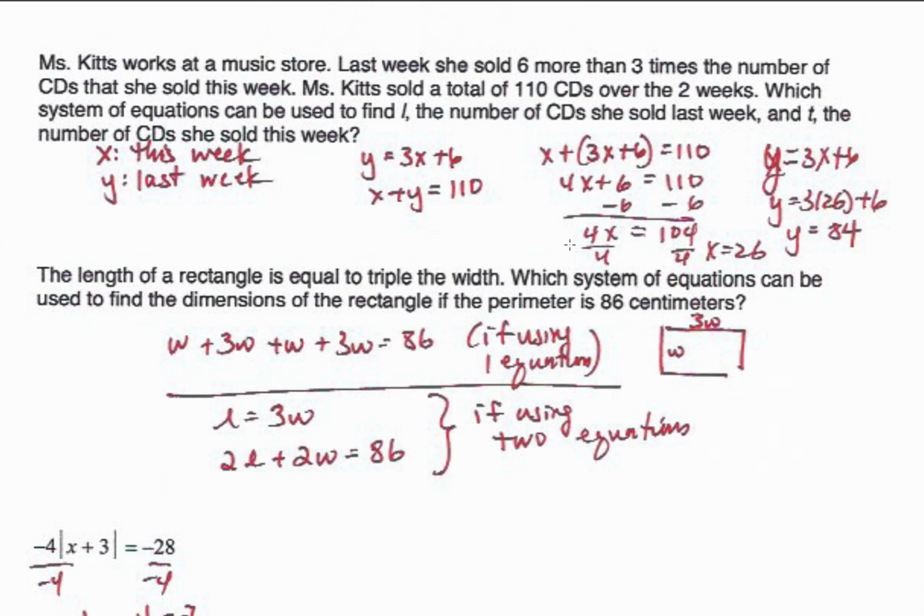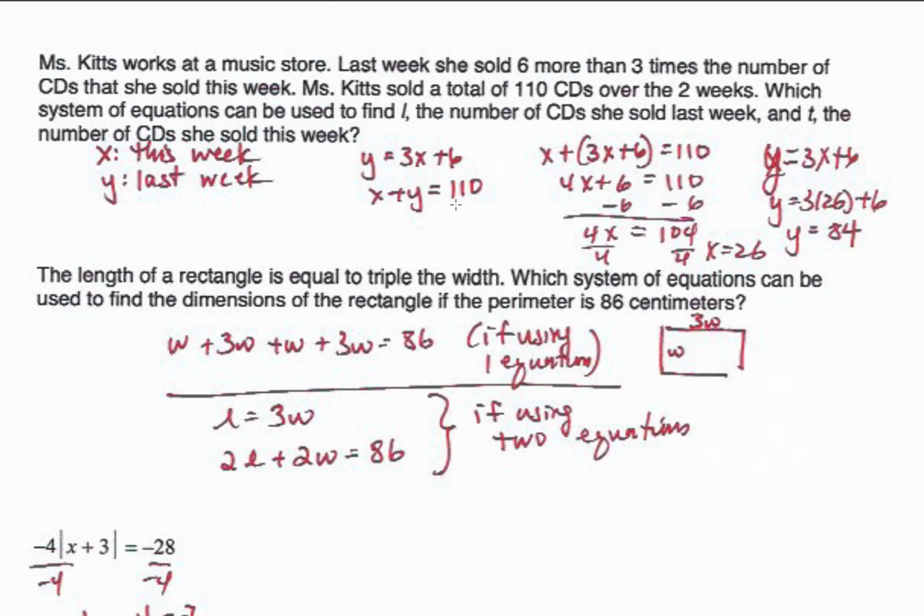Miss Kitts works at a music store. Last week she sold 6 more than 3 times the number of CDs she sold this week. So if I'm going to let X be this week and Y be last week, Y is 3 times this week plus 6. And over the 2 weeks combined, she sold a total of 110 CDs. So the total X for this week plus the total Y for last week is 110. This is a substitution guy where you're going to substitute the 3X because they don't line up. They don't align, I should say.